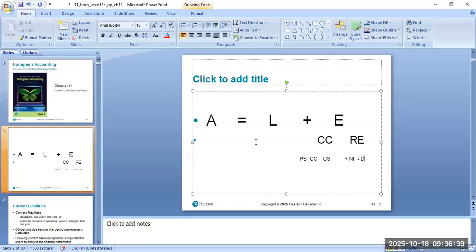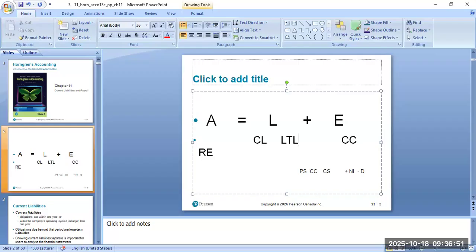Now on the liability section, today we're going to have current liability, and we're going to have long-term liability. Again, we're going to start dealing with the long-term liability next time. Today we're going to focus on the current liability only.